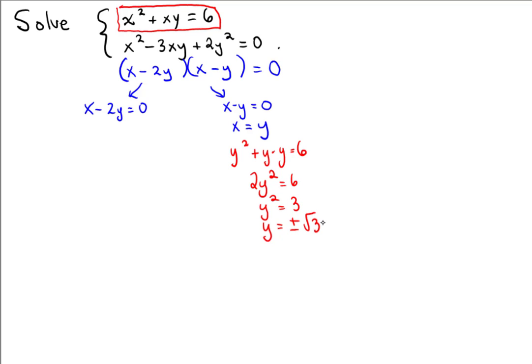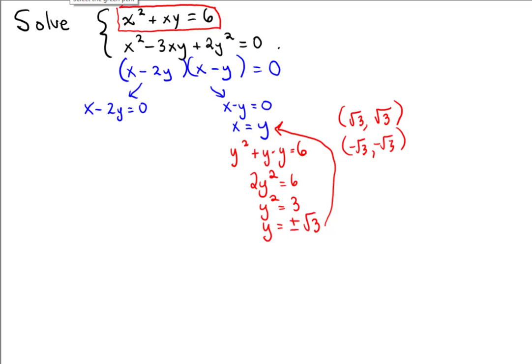So in conjunction with the fact that x equals y, that means that the two solutions we're getting from this side are y is rad 3, forcing x to be rad 3, and y is negative rad 3, forcing x to be negative rad 3. Now that's only two solutions so far.